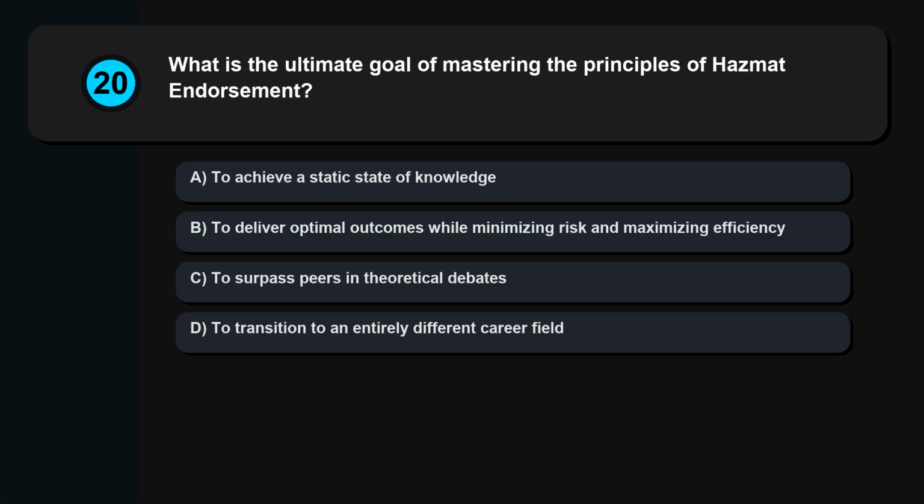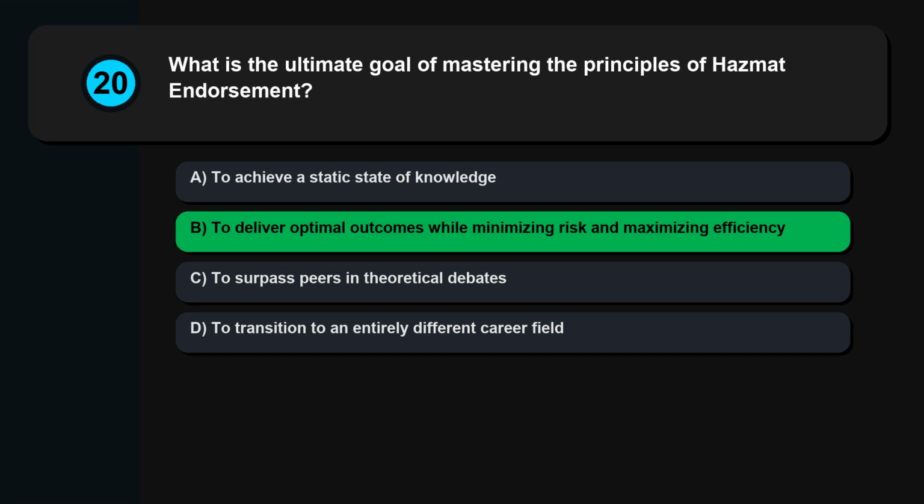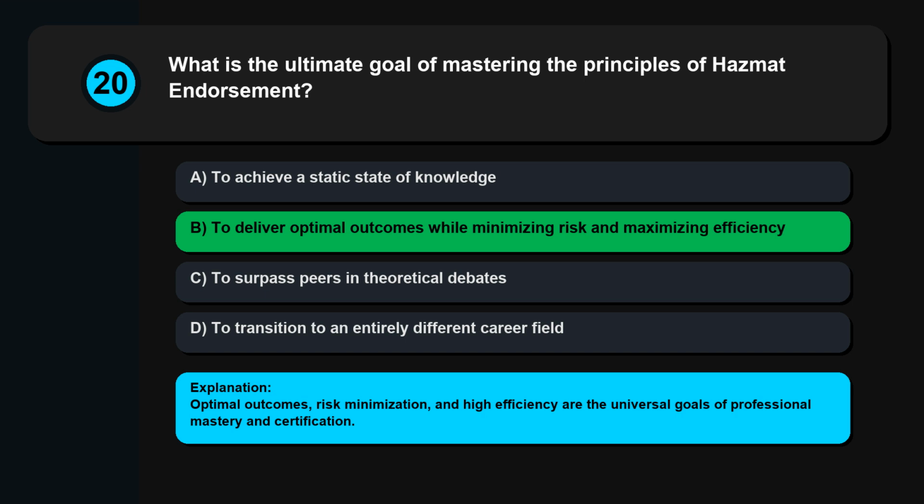Question 20. What is the ultimate goal of mastering the principles of Hazmat endorsement? To achieve a static state of knowledge, to deliver optimal outcomes while minimizing risk and maximizing efficiency, to surpass peers in theoretical debates, to transition to an entirely different career field. Optimal outcomes, risk minimization, and high efficiency are the universal goals of professional mastery and certification.